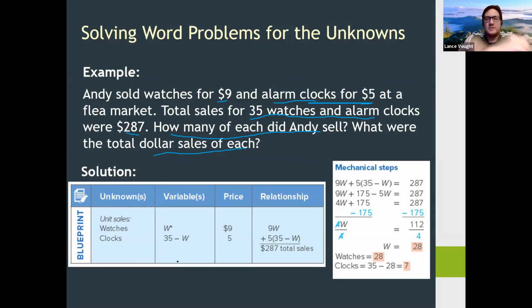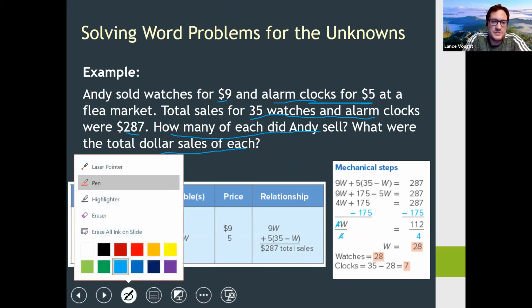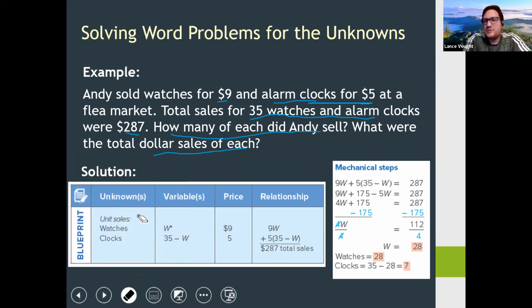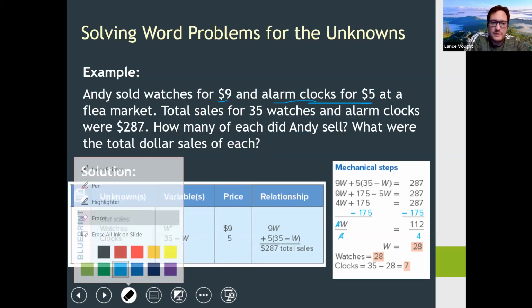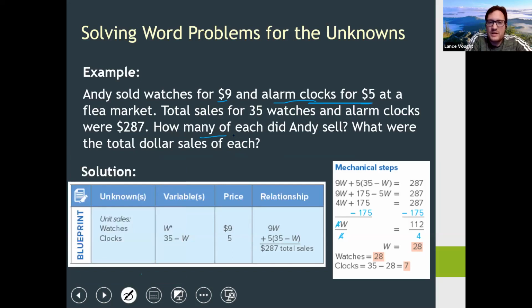So this one is a little more involved because instead of it just being like we sold this many watches more than alarm clocks. We know that the total number of items sold is 35. And that's one of the questions, how many watches did Andy sell? How many clocks did Andy sell?